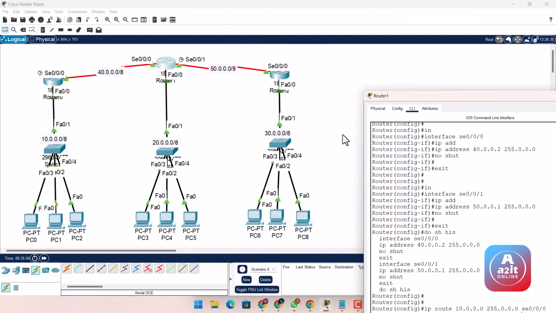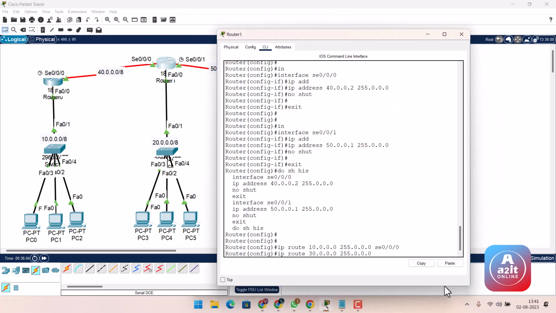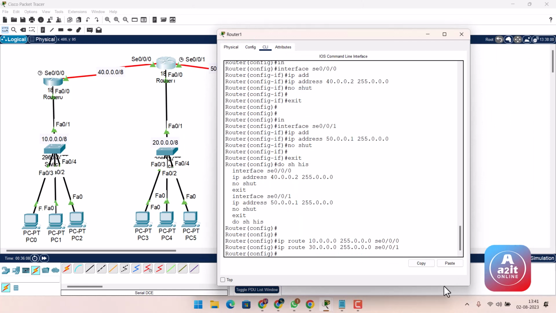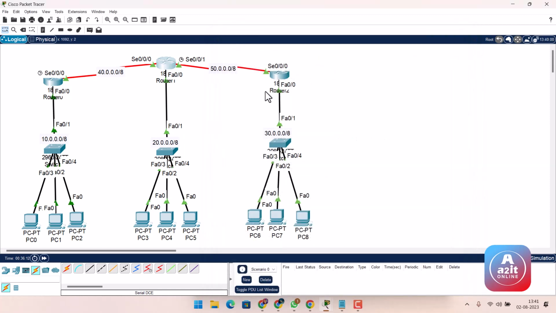Alright, so to reach this network, which port can we use? FastEthernet? No, this is connected with our systems. Serial 0/0/0 is connected with our router 1. Serial 0/0/1 is connected with our third router, and in our third router 30 and 50 are the direct networks. So we can use this interface. So here I am going to mention serial 0/0/1. That's it. Now let's talk about our third router.